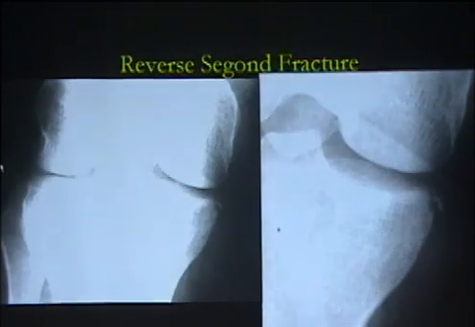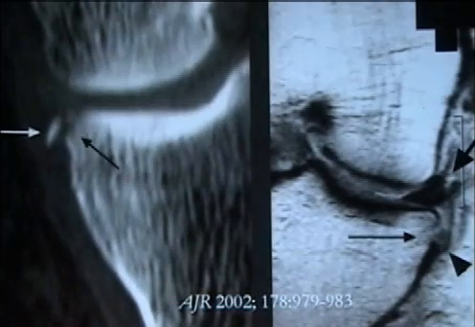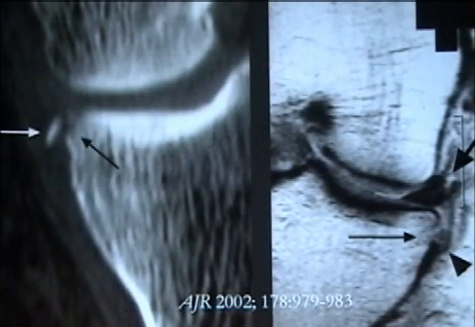This is another example we had not too long ago, demonstrating a reverse Segond fracture, small little avulsion fracture. Wouldn't think it's much, but this is a sign of very severe injury to the knee. And here you can see it just kind of blown up, avulsion of the deep layer of the MCL, excuse me.